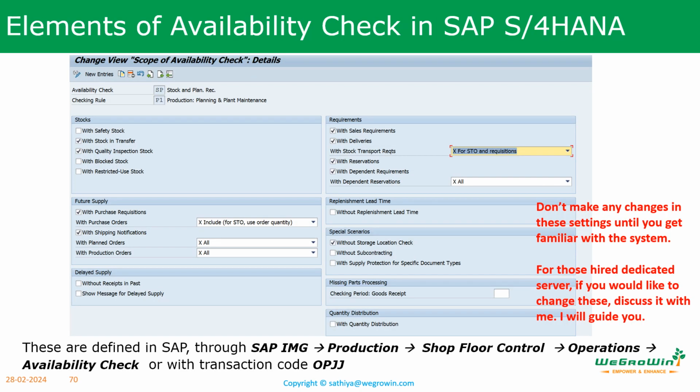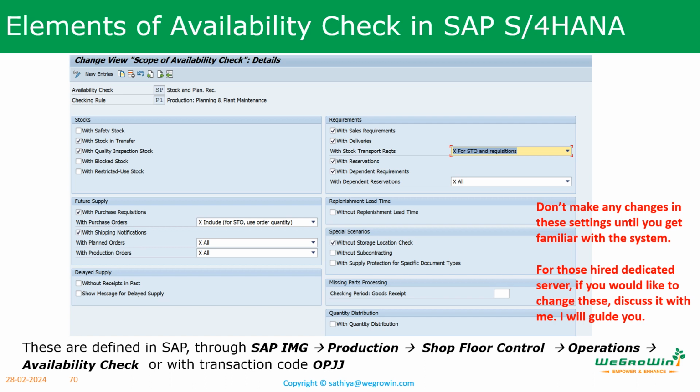So the elements of availability check are to be set as per S4 HANA. This will be the screen which we will be seeing. We'll be seeing the stocks, where we'll have the safety stock, stock in transfer, quality stock, like that. Then future supplies with the different classifications. Then delayed supply, then requirements, replenishment lead time, special scenarios like this. We'll be discussing all these things individually next.